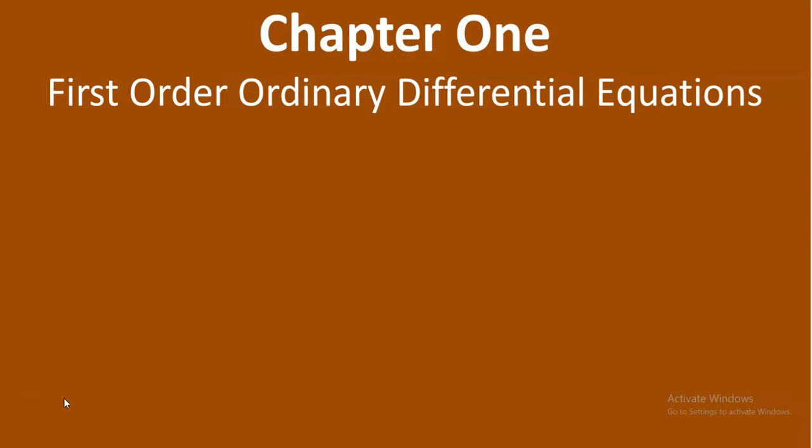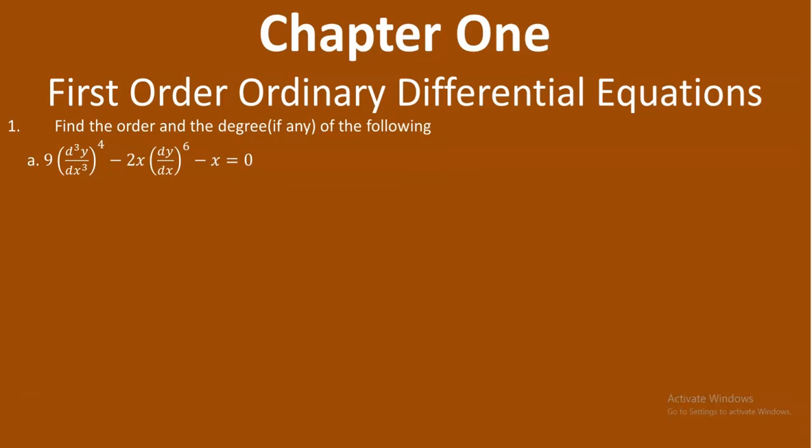The first question is about the order and degree of first order differential equations. It says: find the order and the degree, if any, of the following. So let's find the degree and the order of the following differential equations. The first one is: (d³y/dx³)⁴ minus 2x (dy/dx)⁶ minus x equals 0. And here you are asked to find the order and the degree.